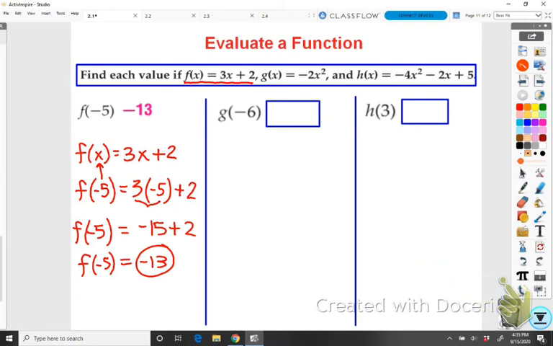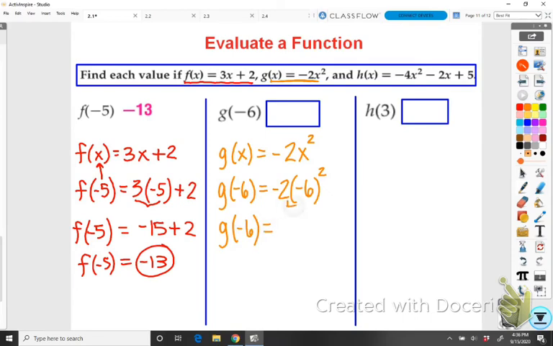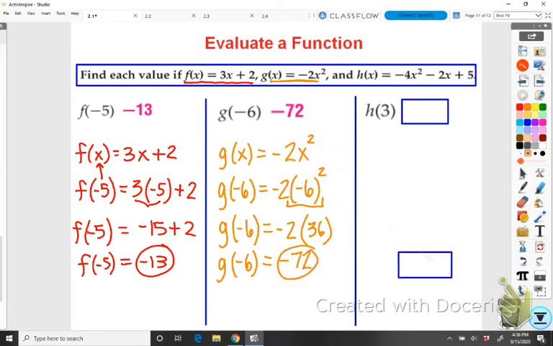The next one says g of -6. So I'm going to the g function here. And I want -6. So anytime you see an x, you're going to replace it with a -6 and do the math on the right side. So remember, you got to do the exponent first. So the -2 just kind of hangs out there. -6 squared is -6 times -6, which is positive 36. And if I take -2 times that, it should be -72. Which is correct.